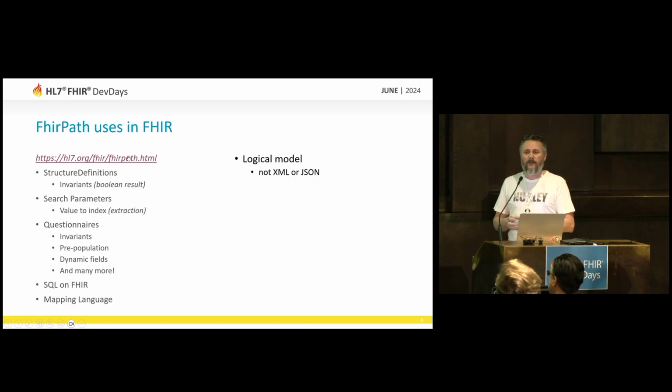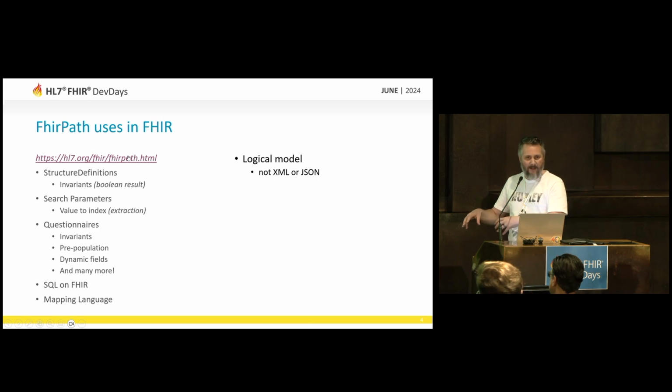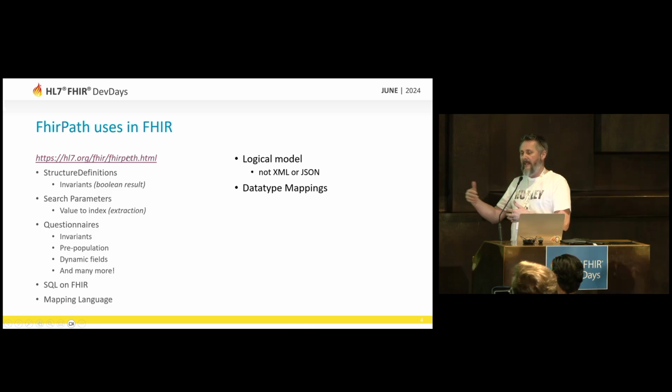And it's really built around a logical model. So it's not like XPath, which is built on XML, or JSONPath, which is built on JSON. FHIRPath is built around a logical model, so we can then apply those to actual concrete models, which is what FHIR does. So we need those data type mappings. That's another part where we map those strict data types into the actual concrete data types.